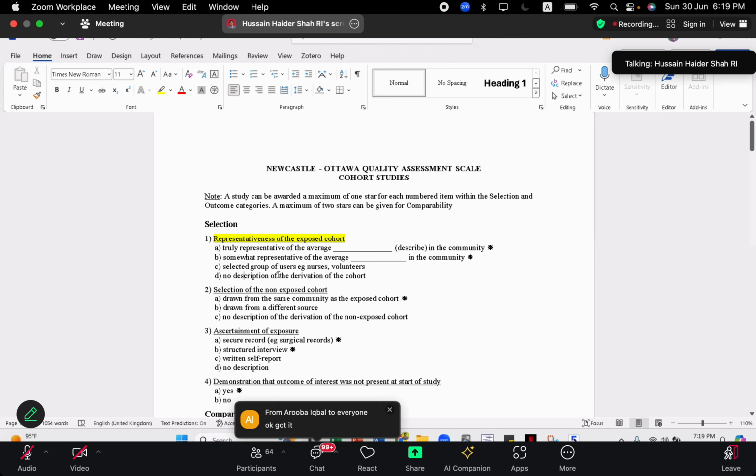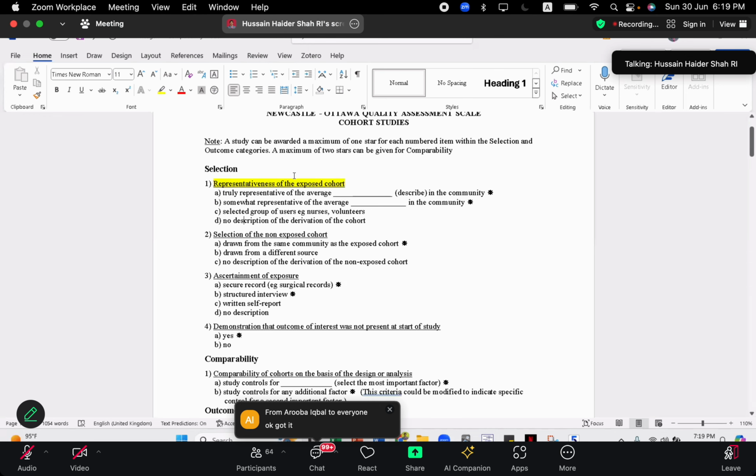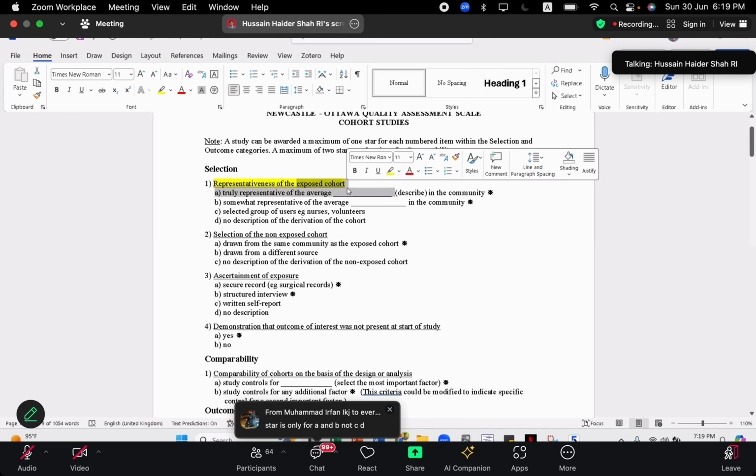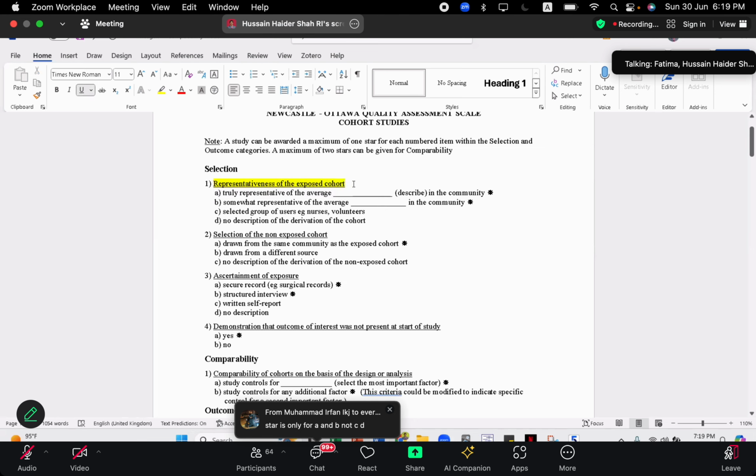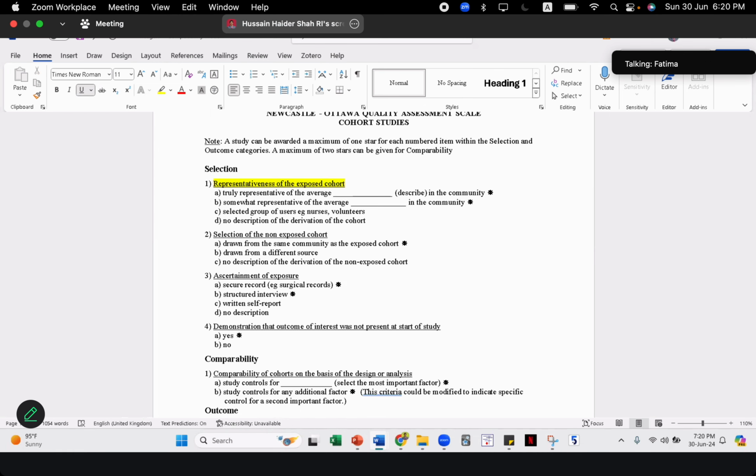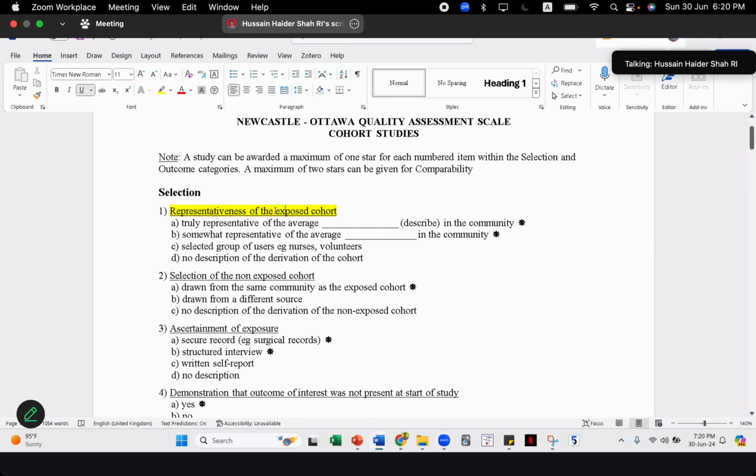Moving forward, the second, again, the first question is for the exposed cohort. The exposed cohort is like the intervention cohort, the population, or okay, someone please turn off the mic. Okay. Some participant has his mic turned on. Please turn it off. Okay. Brilliant. So the first question is for the representativeness of the exposed cohort.